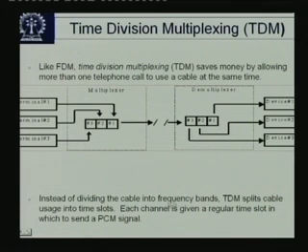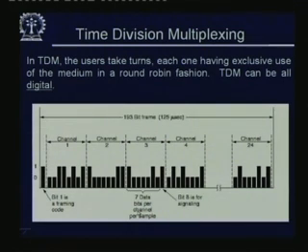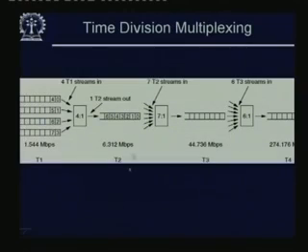Now, instead of dividing the cable into frequency bands, TDM splits cable usage into time slots. Each channel is given a regular time slot in which to send a PCM signal. This is another view of the same time division multiplexing. In actual practice, we will go into the details later on. This time division multiplexing can be done in a hierarchical manner, so we will look at this hierarchy later on.